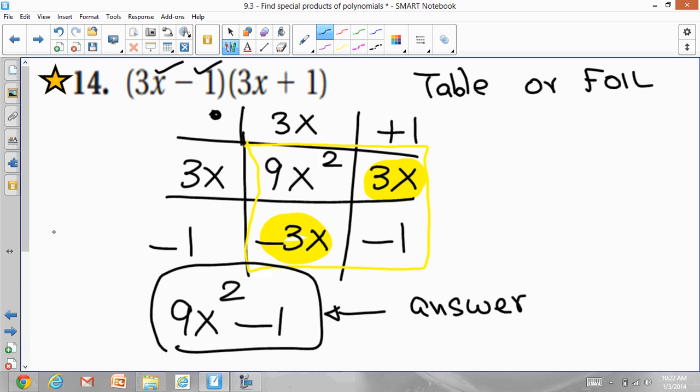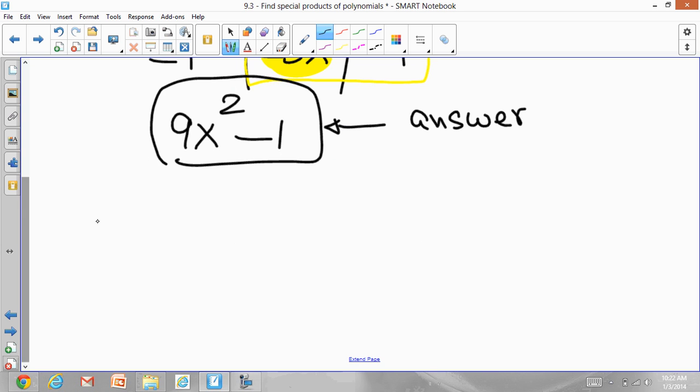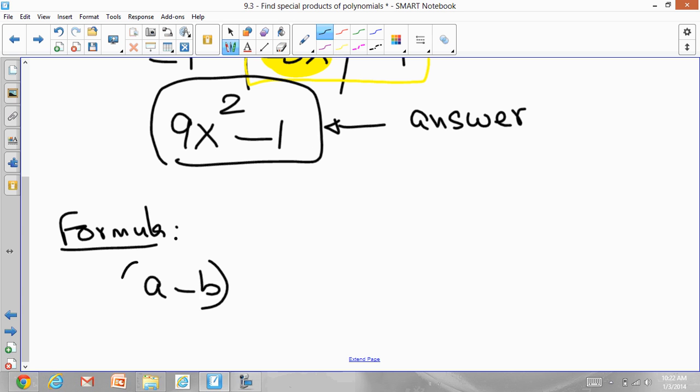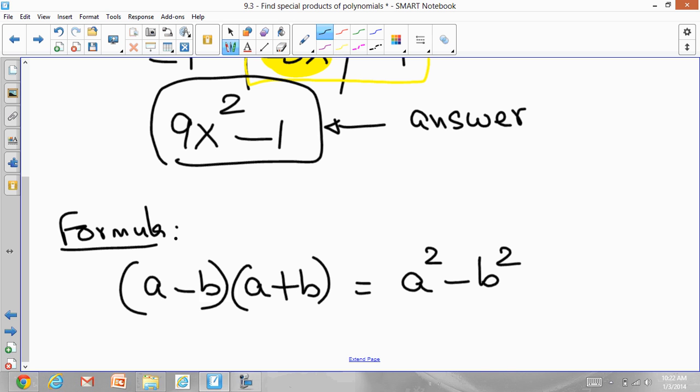There's also a formula that you want to memorize. So write this down. There is one formula that goes a minus b times a plus b gives you a squared minus b squared. So write this formula and memorize this, and you will use it later.